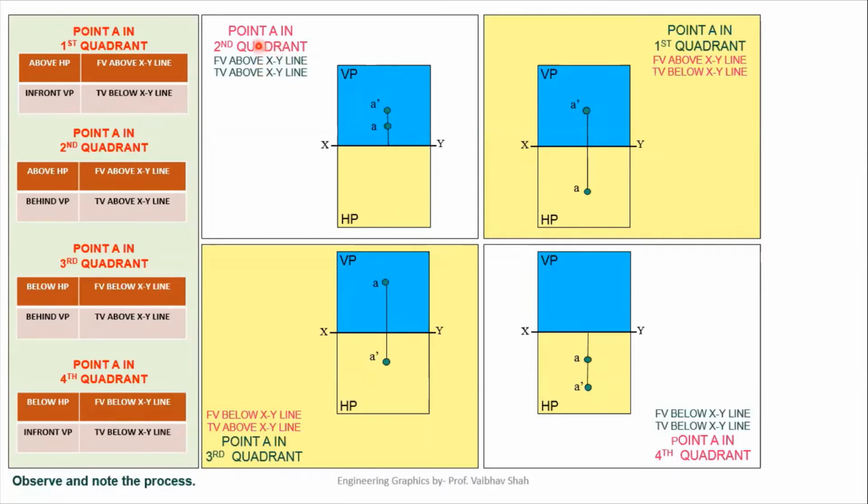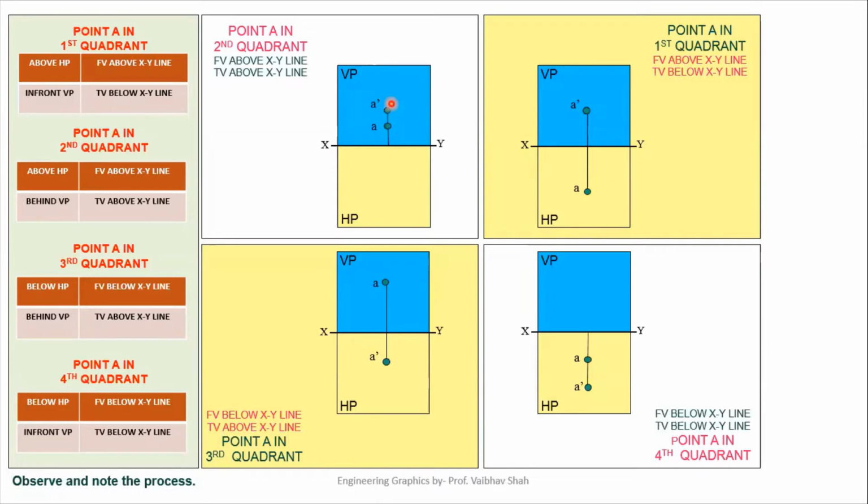Now let us see point A in the second quadrant. Point A in the second quadrant means your point would be above HP and behind VP. So you will have its answer as front view above the XY line and top view above the XY line. That means you have two of its views above the XY line. So you will simply draw your XY line and draw both of its views, A dash and A, above the XY line.